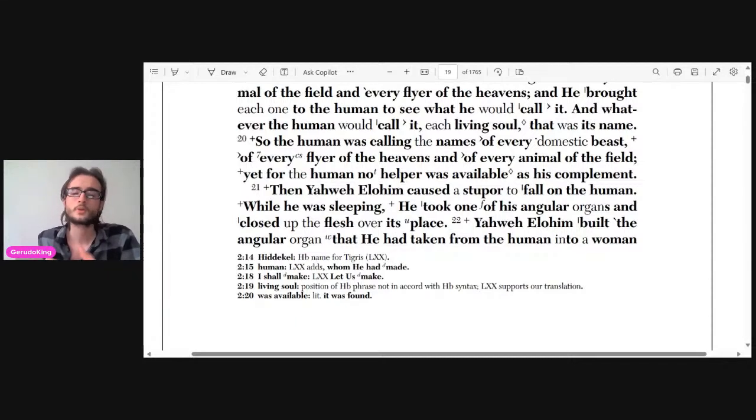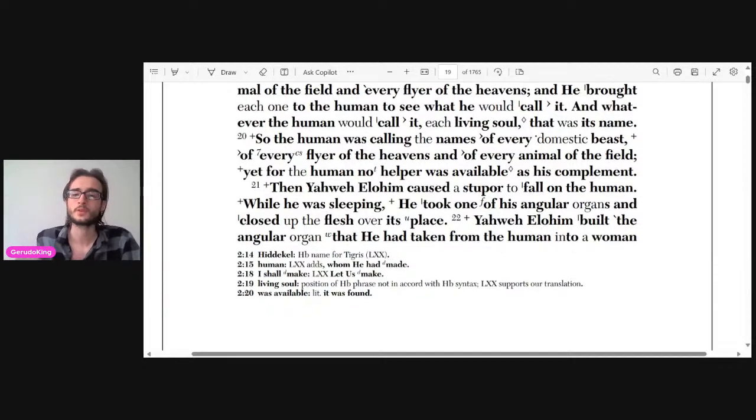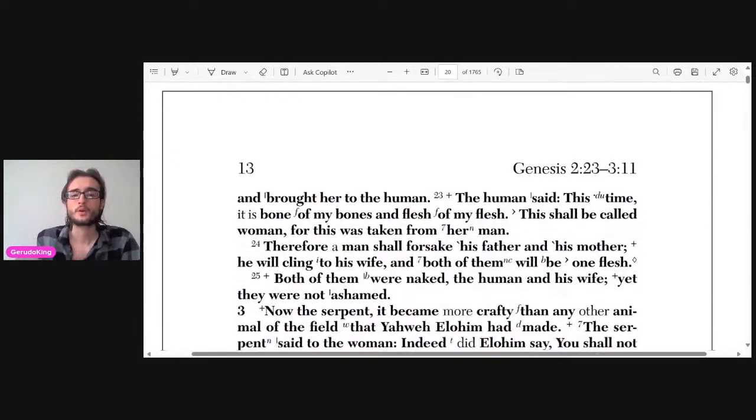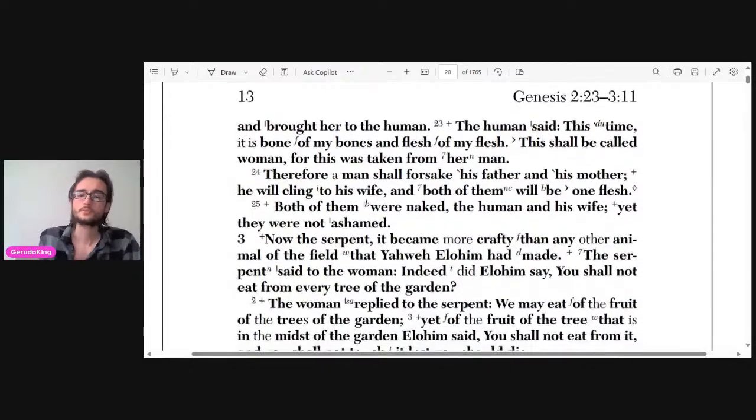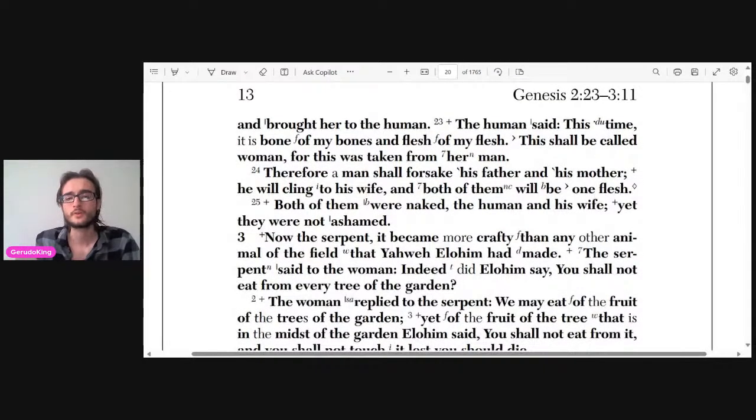Then Yahweh Elohim caused a stupor to fall on the human. While he was sleeping, he took one of his angular organs and closed up the flesh over its place. Yahweh Elohim built the angular organ that he had taken from the human into a woman and brought her to the human. The human said, This time is bone of my bones and flesh of my flesh. This shall be called woman, for this was taken from her man.